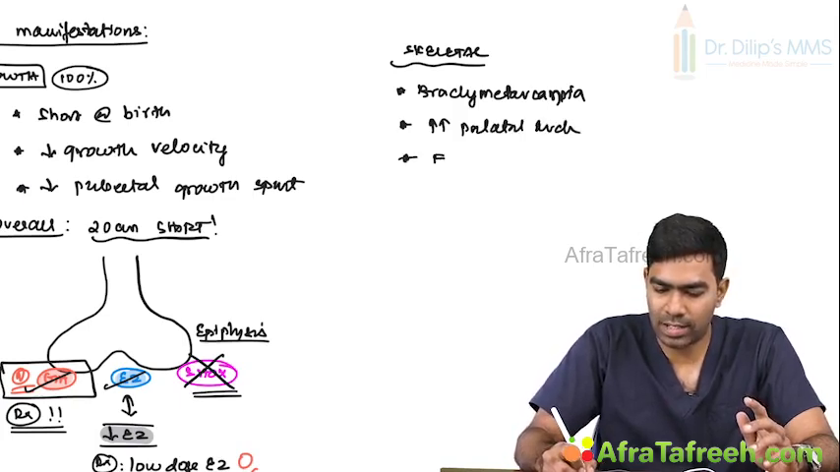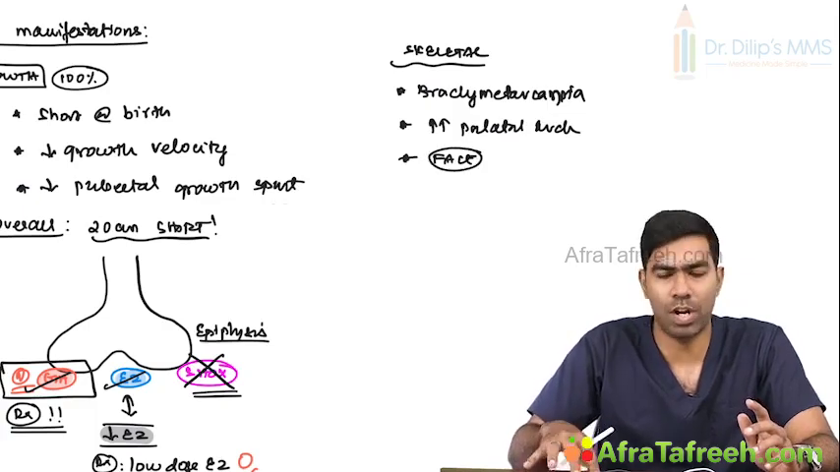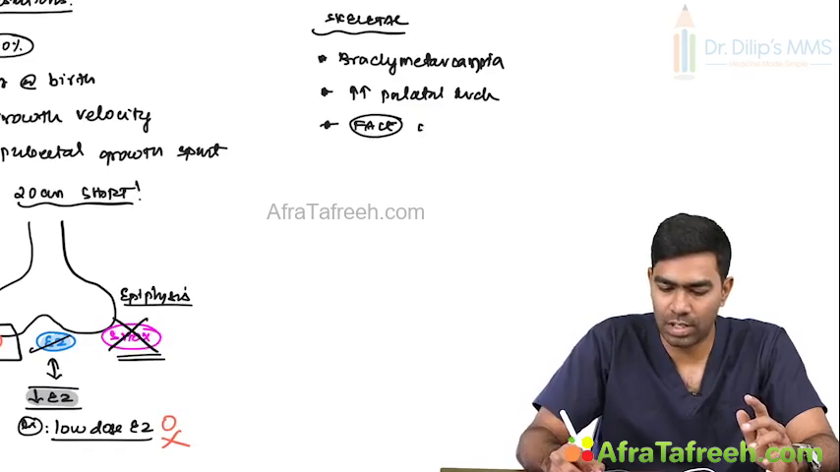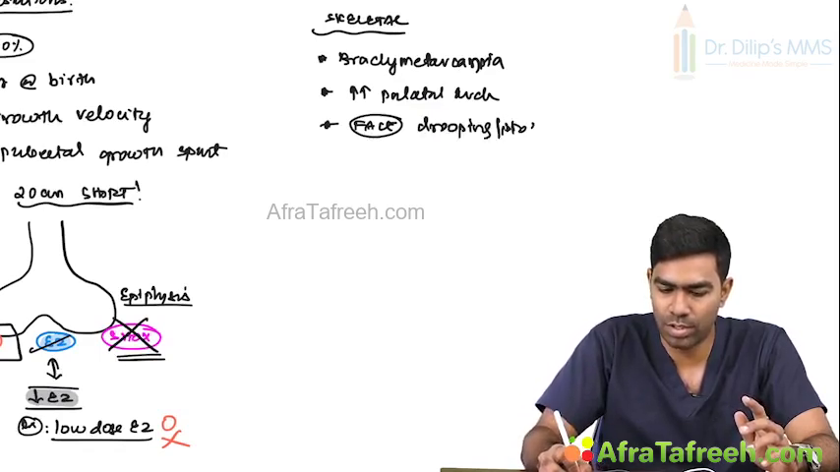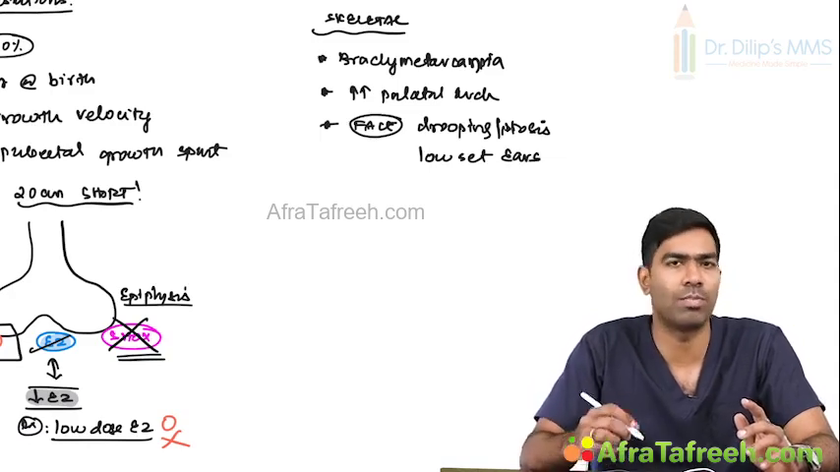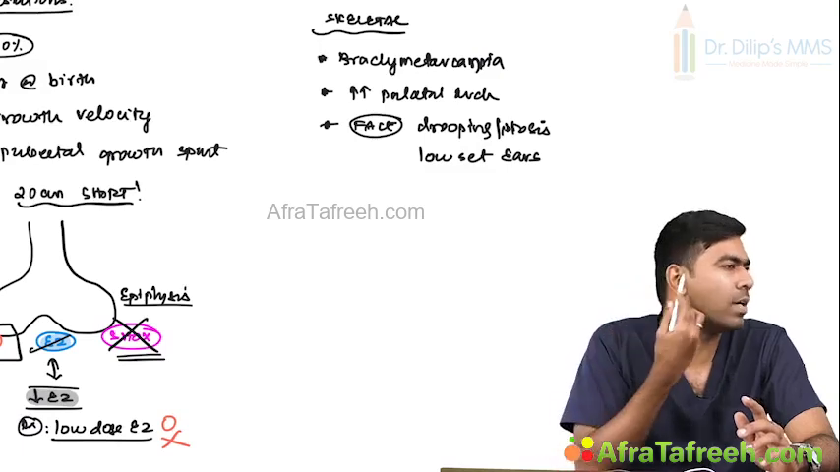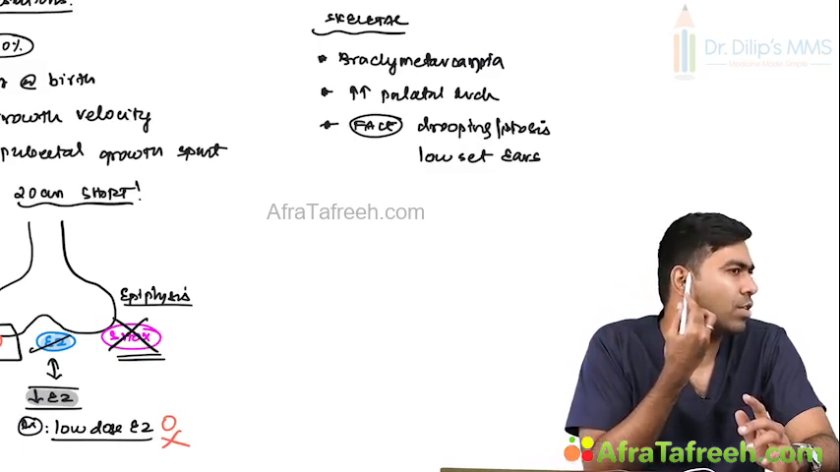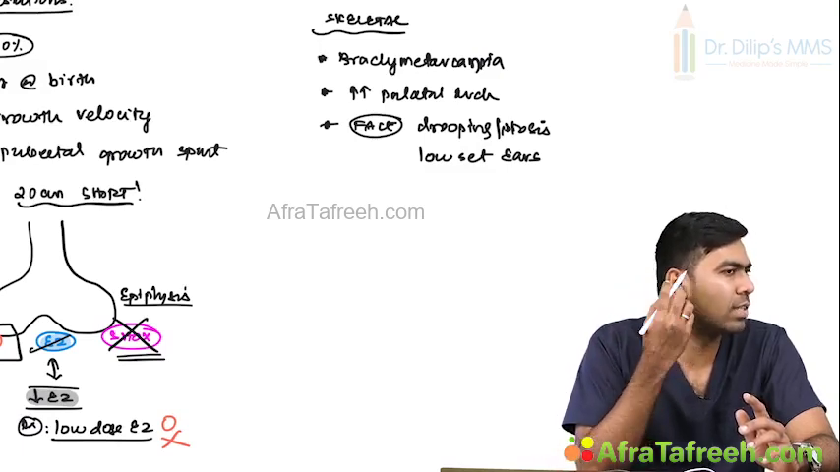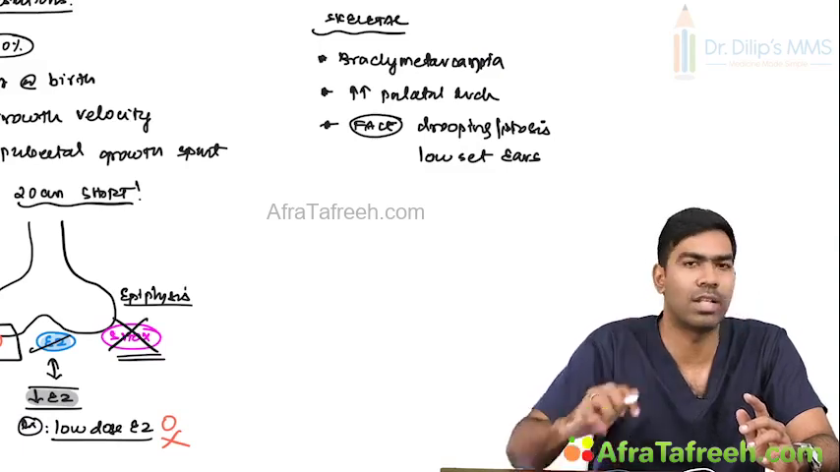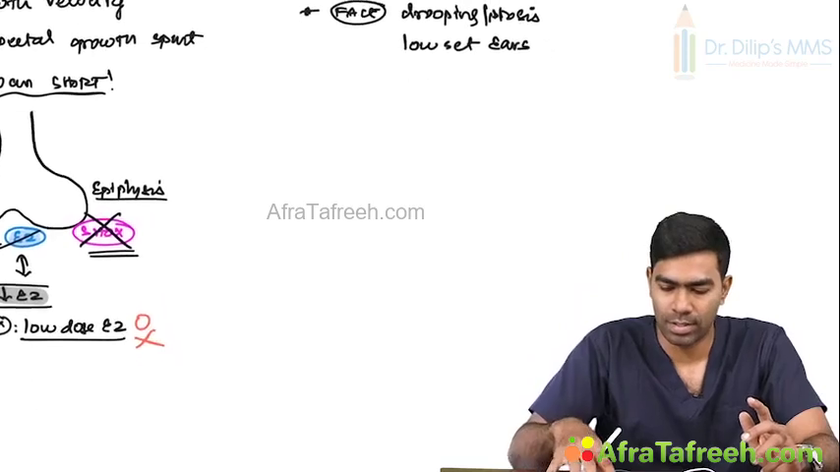And they'll have a characteristic Turner facies. So what do you mean by characteristic Turner facies? They might be having drooping of the eyelids, otherwise referred to as ptosis, and they might have low set ears, which have separate definitions. Remember, when you draw a line from the outer canthus of the eyeball, that line should touch the root of the ear. If it's not touching the root of the ear, if the ears are lower than this, then we call it low set ears.